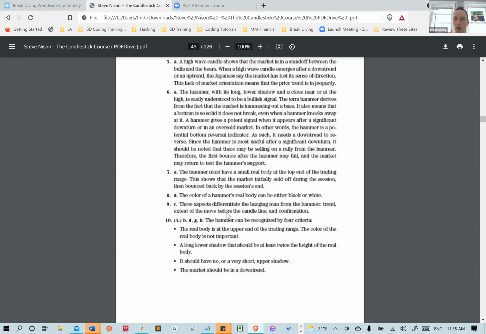Hammer needs more of a downtrend? Yeah. With only one candle, it's a downtrend, and then you get the hammer. I don't think that's the signal. Yeah. As such, the hammer is a reversal signal, so it needs a downtrend. Right. It's most useful after a significant downtrend. Right. Hammer, significant downtrend.